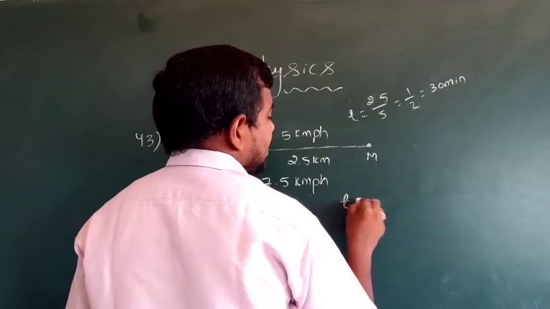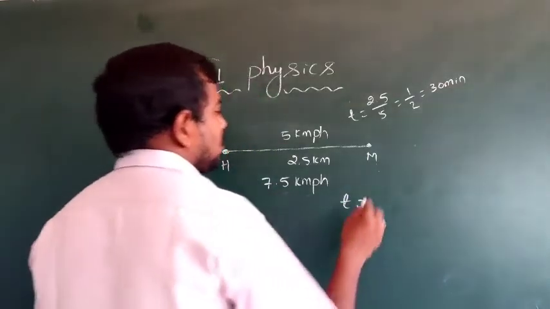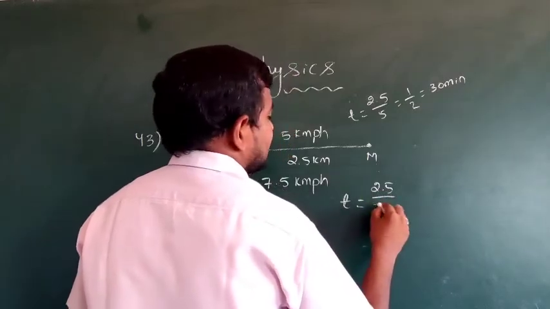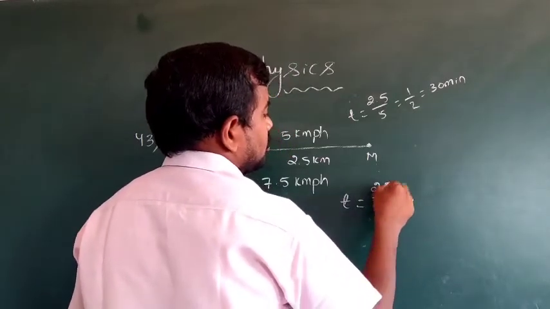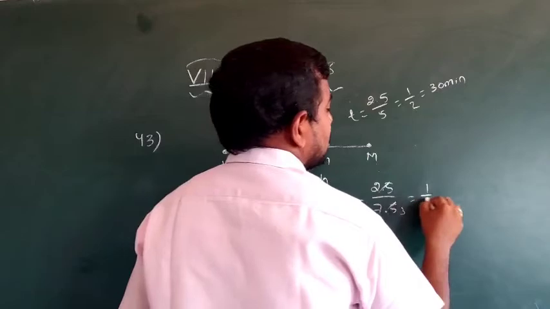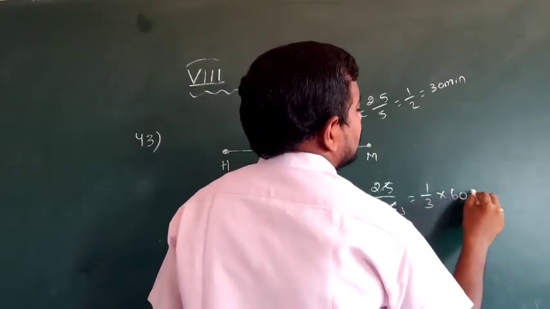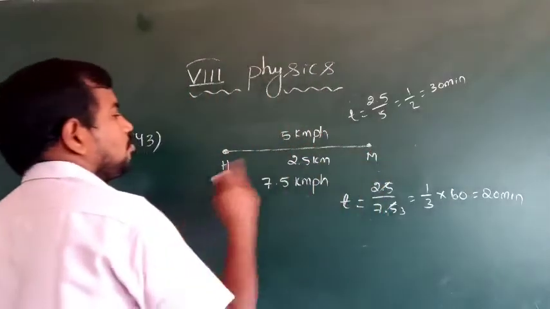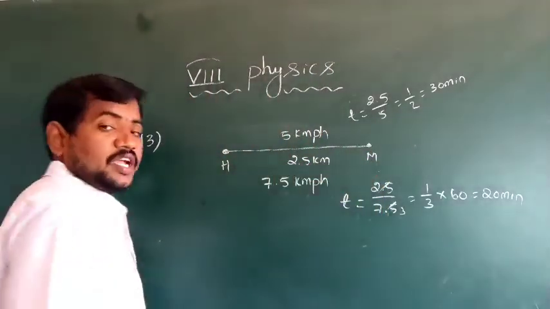So here the time is again the distance by speed, 2.5 by speed 7.5. Okay, so there is 1 by 3 into 60, which means 20 minutes. So from here to here, market to home, the time taken is 20 minutes.